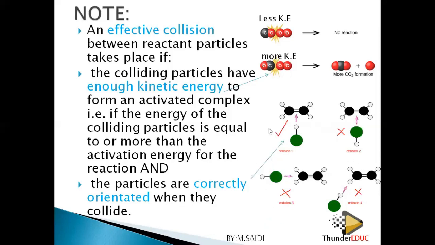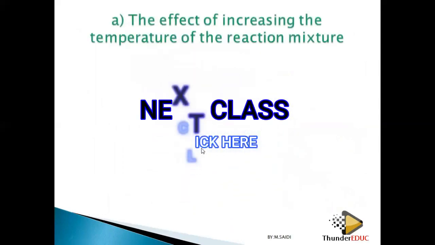So this is trying to explain the correct orientation and the enough amount of energy so that products can be formed. Now, let's look at some of the factors which affect the rate of chemical reaction.